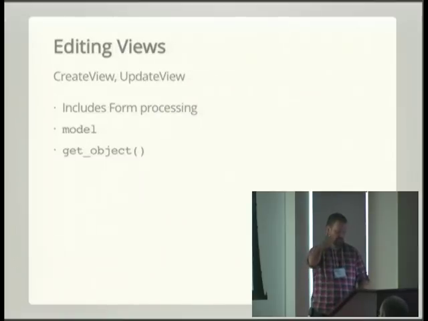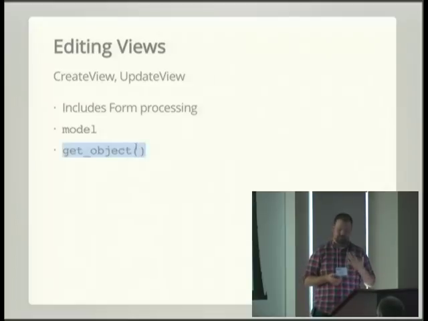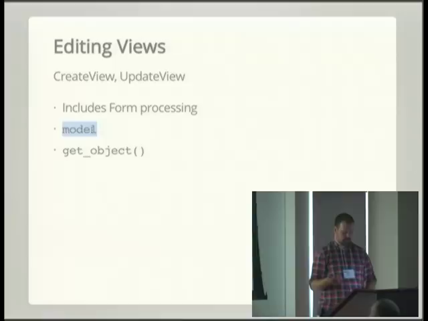And finally, there's also a subclass of that for editing, which lets you automate or simplify things like object creation and updating using these editing views. Basically there's a get object that returns the object you can work on, and there's a model that you can define, and it will automatically do that. We'll talk about that some more in the forms section.